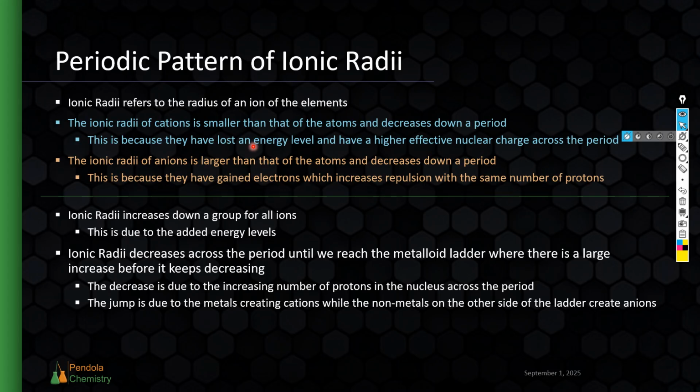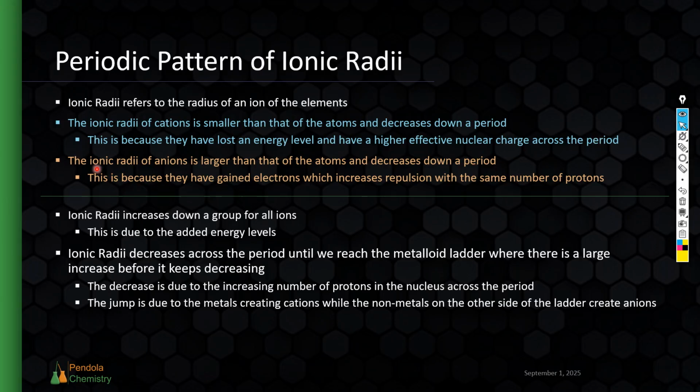So again, this is because they have lost an energy level and have a higher effective nuclear charge across the period. Again, what does that mean? That just simply means that because we have lost an energy level, we have lost shielding, and so the effective nuclear charge is larger. We're going to have more attraction of those electrons for the center because we have lost a whole level of shielding.